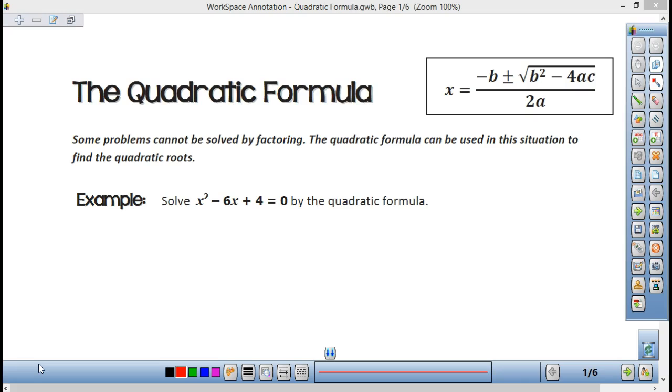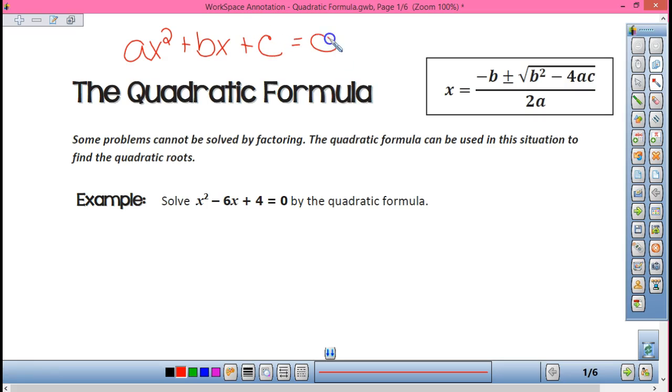Okay, and now we're going to learn probably the most universal way of solving these, and it's called the quadratic formula. If you remember, when these are in standard form, can anybody tell me what standard form of a quadratic is? Good. Ax squared plus bx plus c equals 0 is my standard form. We are on page 41.